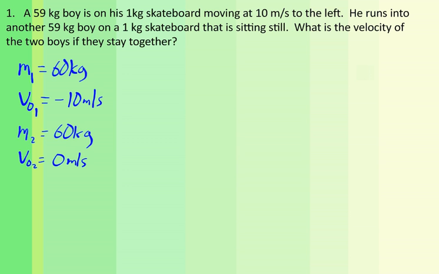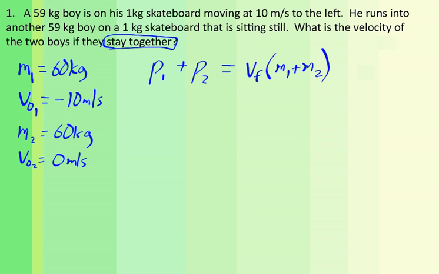So you have the momentum of the first kid, right? Because he's moving, he has momentum. You have the momentum of the second kid, which essentially he's not moving at all. And afterwards, if they are staying together, well, what do they have in common? They have their velocity in common. And so both masses are moving at the same velocity. So this is an example of a perfectly inelastic collision.